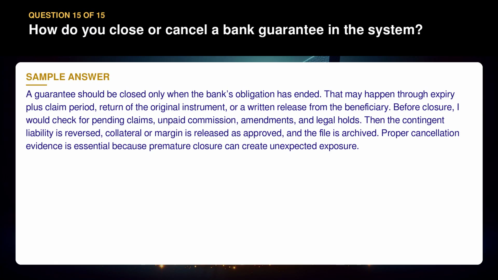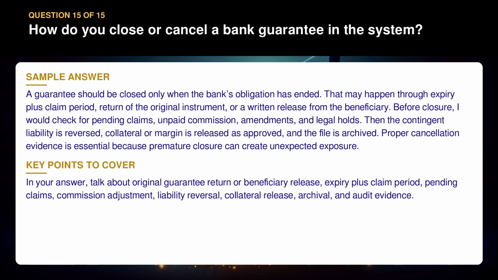Then the contingent liability is reversed, collateral or margin is released as approved, and the file is archived. Proper cancellation evidence is essential because premature closure can create unexpected exposure. In your answer, talk about original guarantee return or beneficiary release, expiry plus claim period, pending claims, commission adjustment, liability reversal, collateral release, archival, and audit evidence.